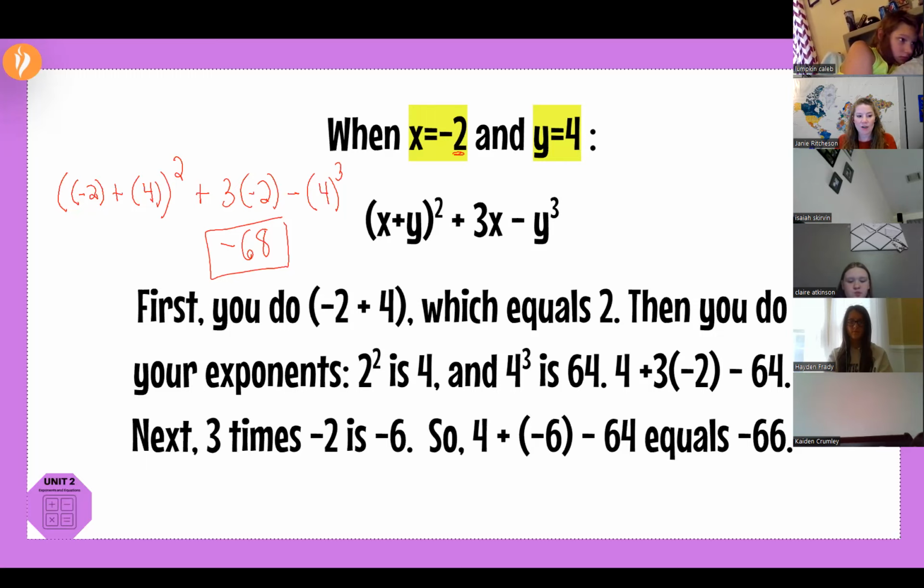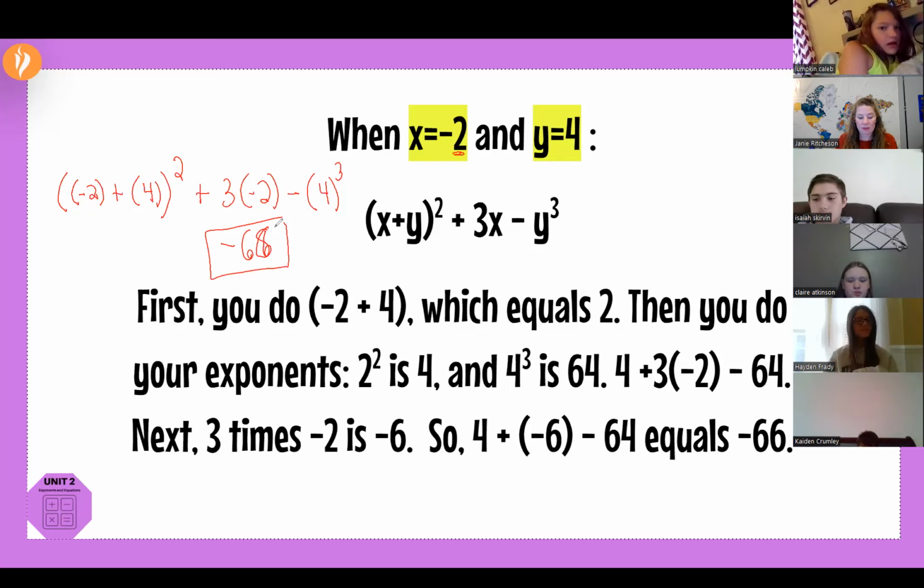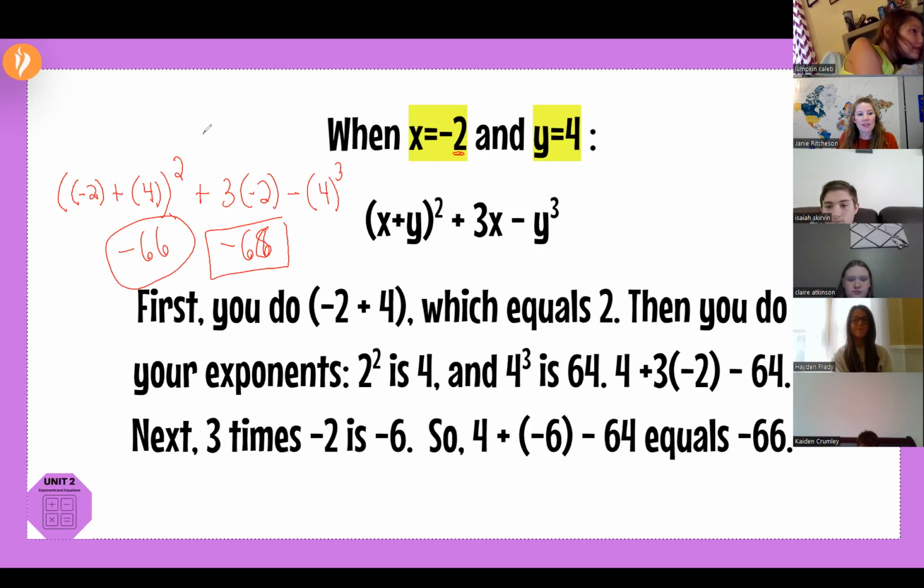Oh, I forgot to square the first parentheses, you guys. So maybe it is -66. I'll try it again. My bad. It takes a while sometimes, you guys. You guys were right. I messed up. It's -66. Good job, guys. I did not enter that little exponent of 2 when I did it.